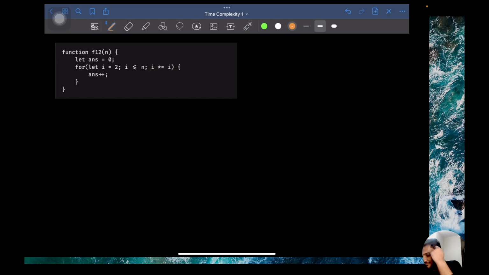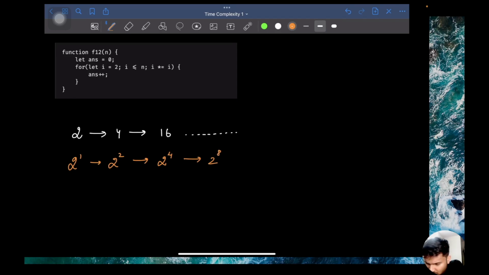Okay. So let's see. i starts with 2. Then it goes to 2 into 2, which is 4. Then it goes to 4 into 4, which is 16. Right? And so on. So if you carefully see, this is 2 raised to the power 1. Then it becomes 2 raised to the power 2, because 2 raised to the power 1 into 2 raised to the power 1 is 2 raised to the power 2. Then 2 raised to the power 2 into 2 raised to the power 2 becomes 2 raised to the power 4. Next term should be 2 raised to the power 8, and so on.